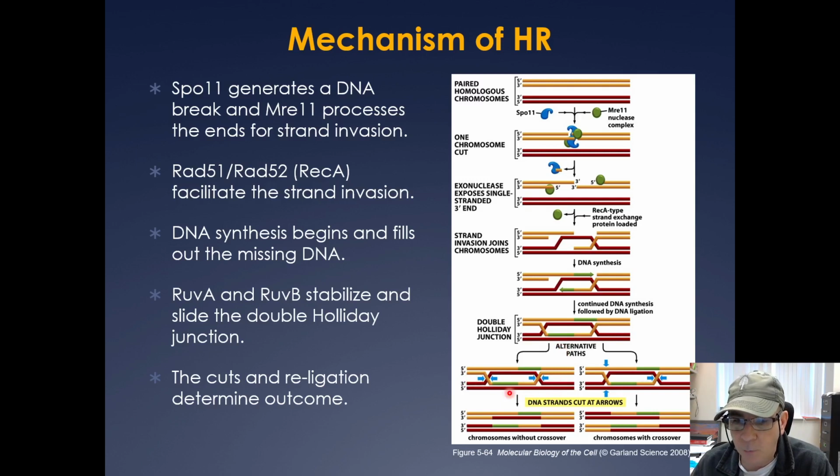Okay, and depending on where the cuts occur, it's going to determine whether or not you have just plain old heteroduplex DNA, or if there's a crossover event that has occurred. So if the cut occurs here, what you're left with is heteroduplex DNA without a crossover. If a cut occurs here, you'll basically have heteroduplex DNA that also contains a crossover event.